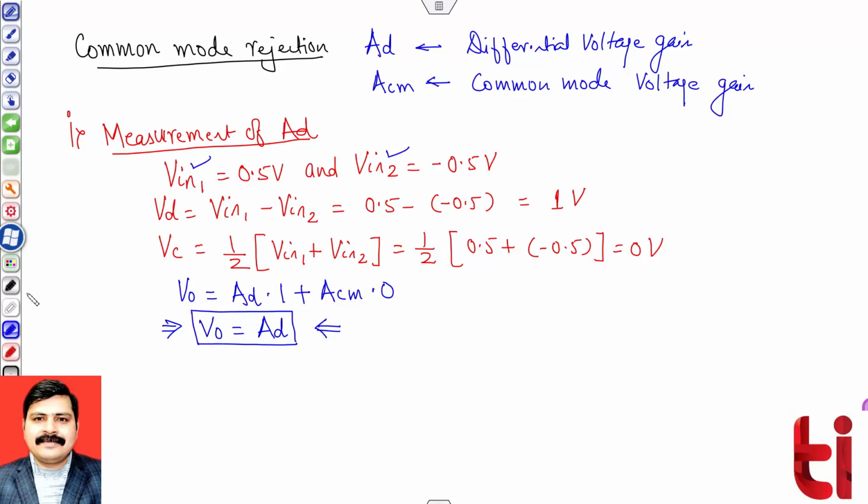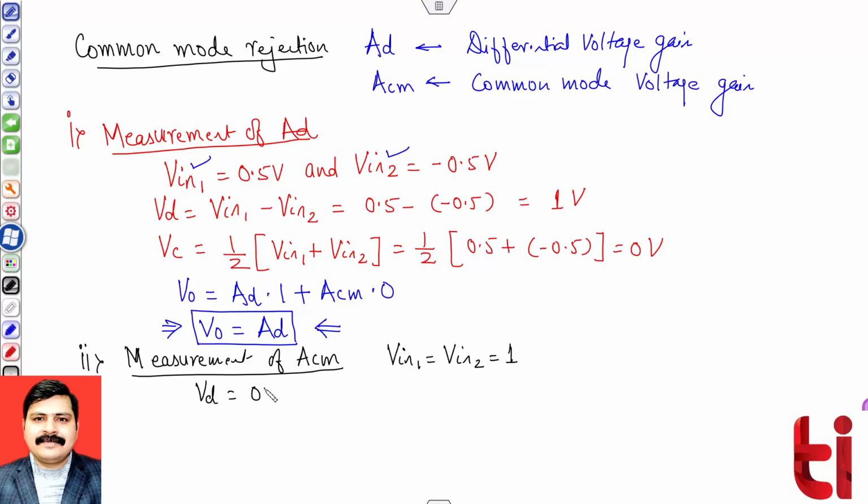Okay, now let us check the second case, measurement of the common mode gain ACM. For the measurement of ACM, let us have the value Vin1 equal to Vin2 equal to 1, both equal to 1. So by this you can check the value of VD equals 0 volts.